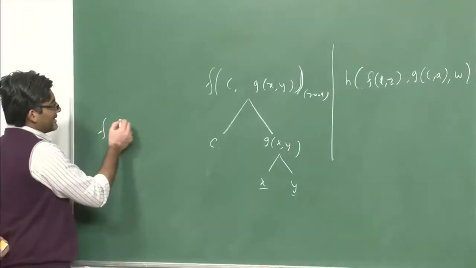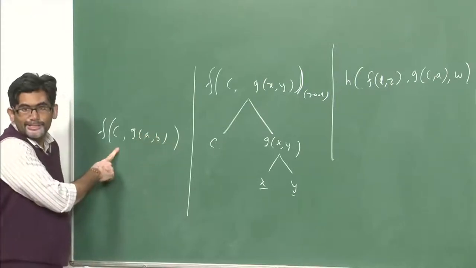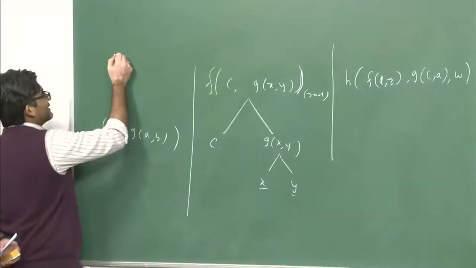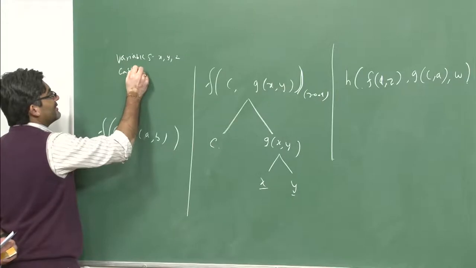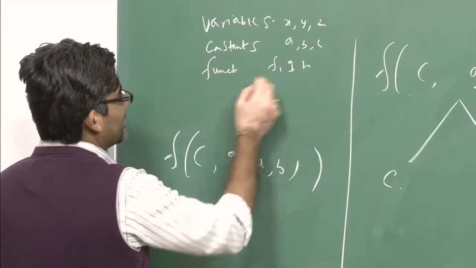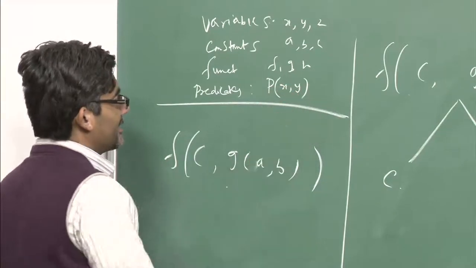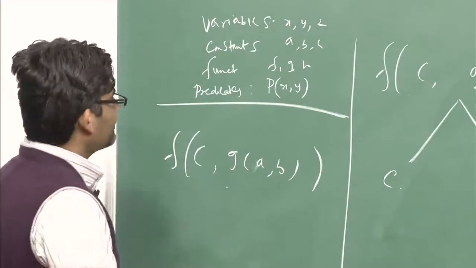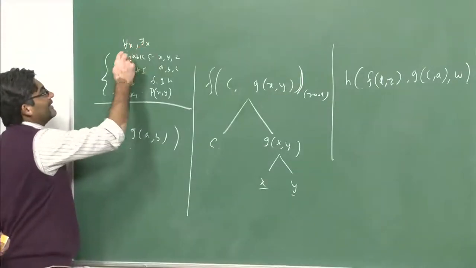For example, if you take the same formula like this, F of C G of A B, this is considered to be a term, and we are trying to form a formation tree for this particular kind of term. What is important in predicate logic is this: first you have variables, X, Y, Z, etc., and then we have constants like A, B, C, which are referring to some kind of individuals, and then you have functional symbols like F, G, H, etc., and then you have predicates. So predicates can be something like P of X and Y, where X and Y are related in such a way that they have some kind of property, like X is a father of Y, X is a brother of Y, etc.